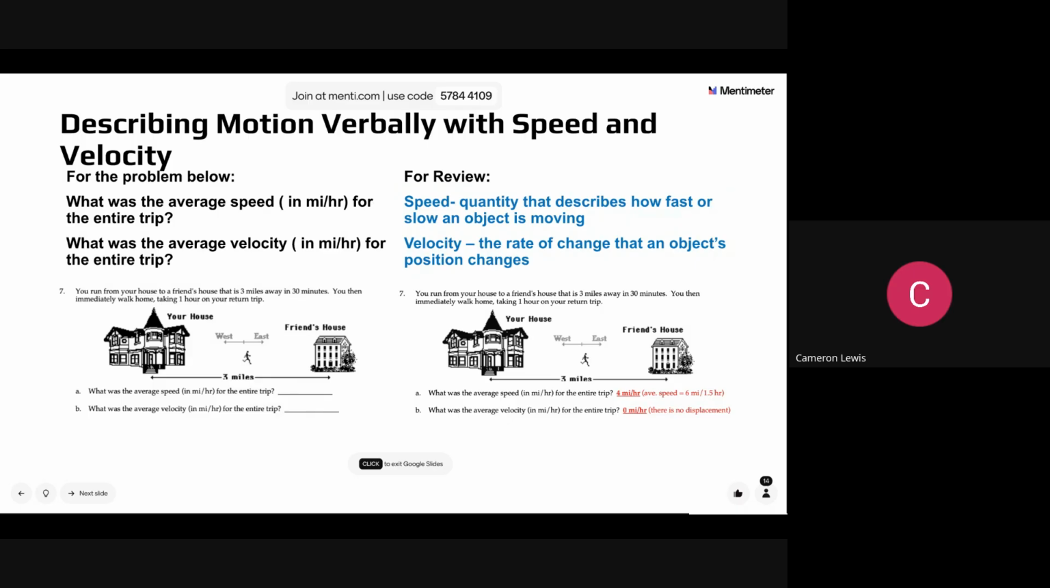But now when we talk about average velocity, we're talking about the displacement over time, which is the vector. And we already calculated in the previous one that the displacement was actually 0. So if we take the displacement of 0 over the total time, 1.5, we would just have 0, which is still 0.